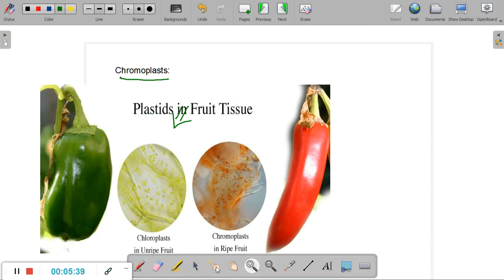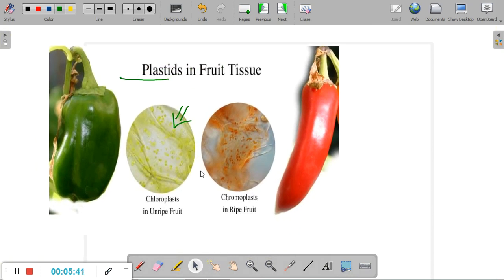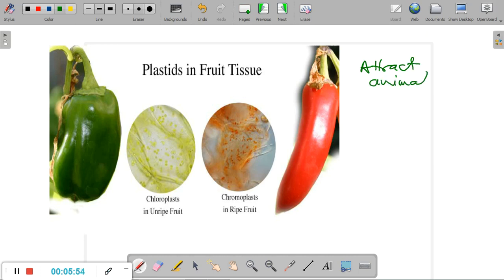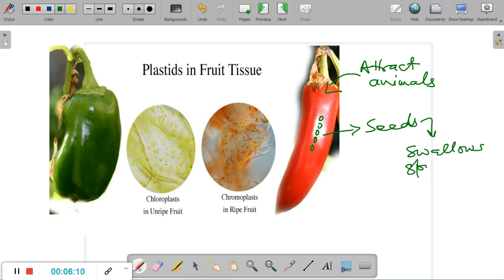Now, why are fruits brightly colored? Why do you think fruits are brightly colored? Any idea? If you don't have an idea, I'll give you an idea. The fruits are colored to attract animals, so that animals can find the fruits and eat them. And once they eat them, on the inside are seeds which the animal either swallows or spits away. For example, the seed of a mango cannot be swallowed, it is spit away by the animal.